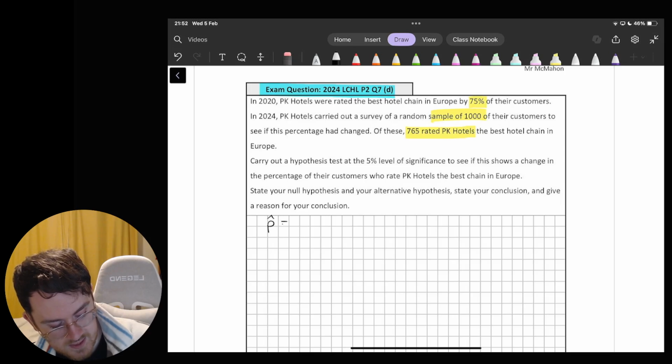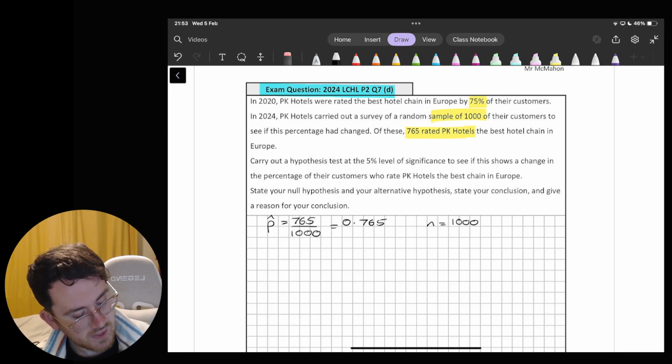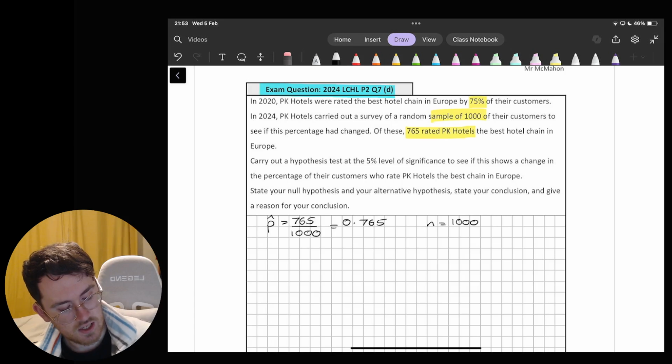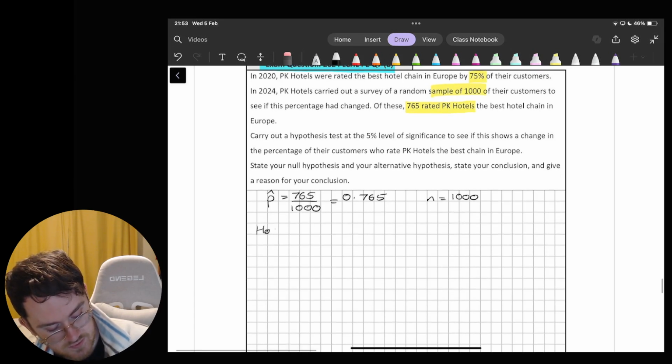We know p hat, which is the proportion of the sample, so 765 of the 1,000 in the sample, which is 0.765. We know the sample size n is 1,000. Anything else that I need here? No. Okay, so let's lay out our hypotheses first of all.